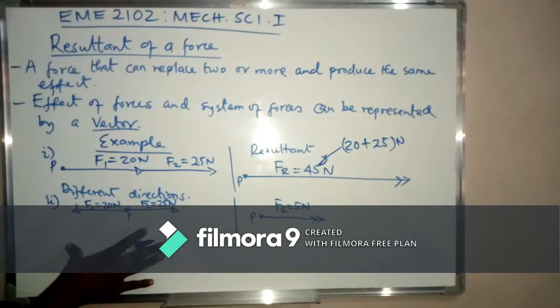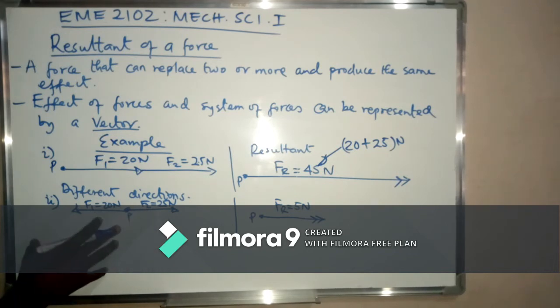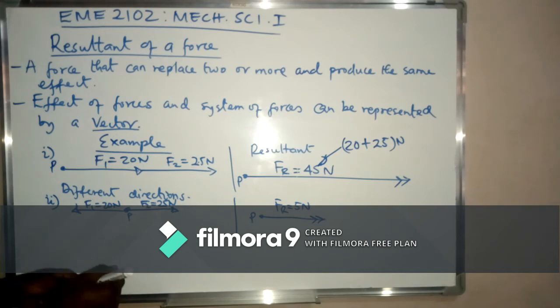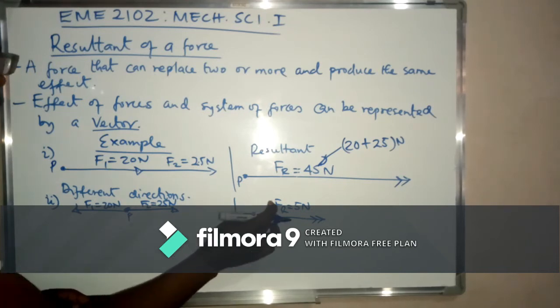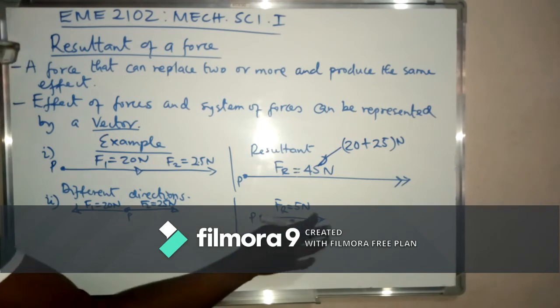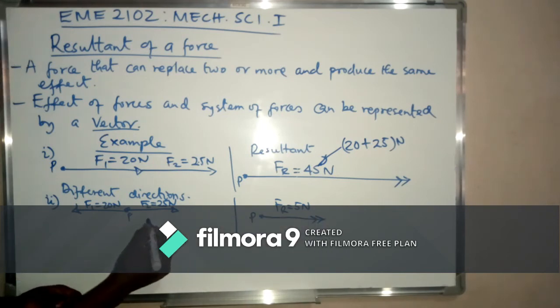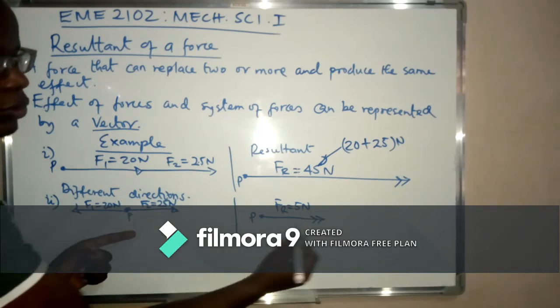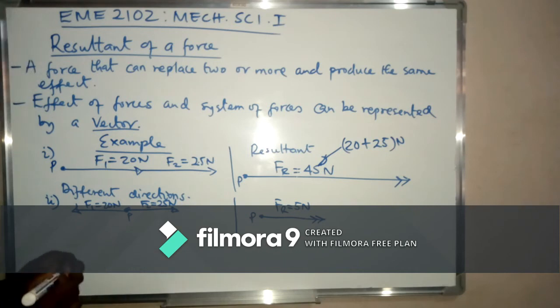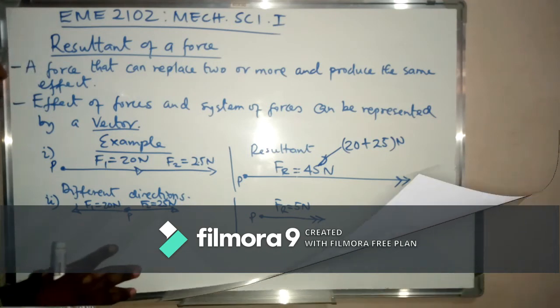Then we can have a case whereby these two forces are acting in opposite directions. In that case, we subtract the magnitudes of these two forces, and the direction of the resultant force, Fr, will be in the direction of the force with a higher magnitude. So in this case, it is F2, and it is in that direction. So this is how we represent, or rather get, the resultant of a force.